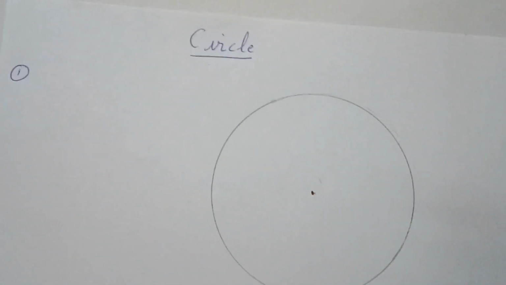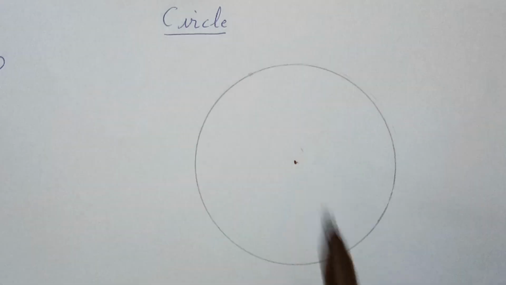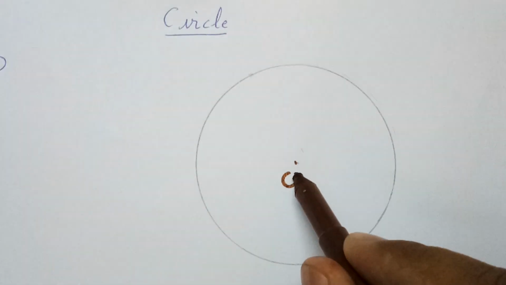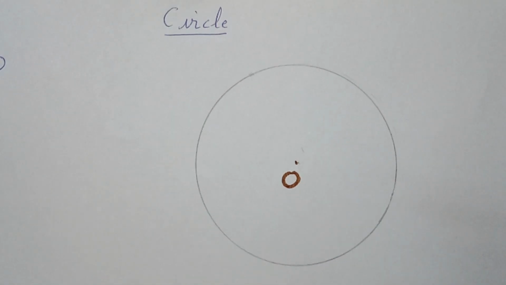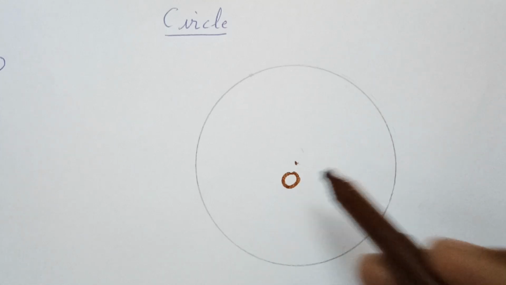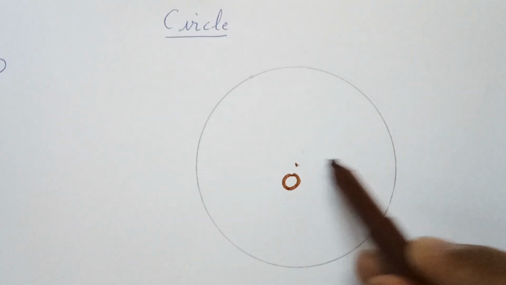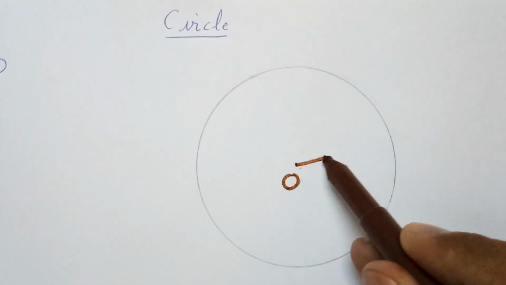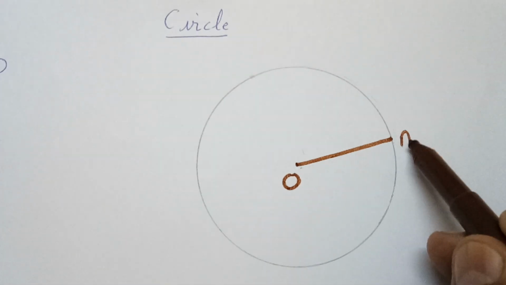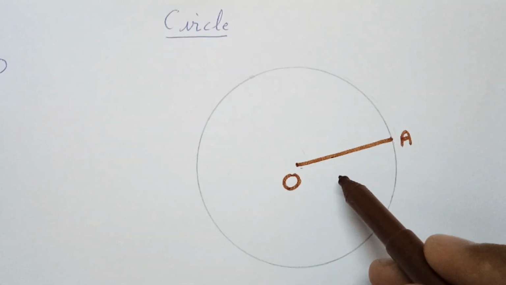This closed figure is called a circle. So this pointed end is called the center of the circle, which is denoted by O. O is the center of the circle, and the distance of point O to any point on the circle, let this point be A, is called the radius.